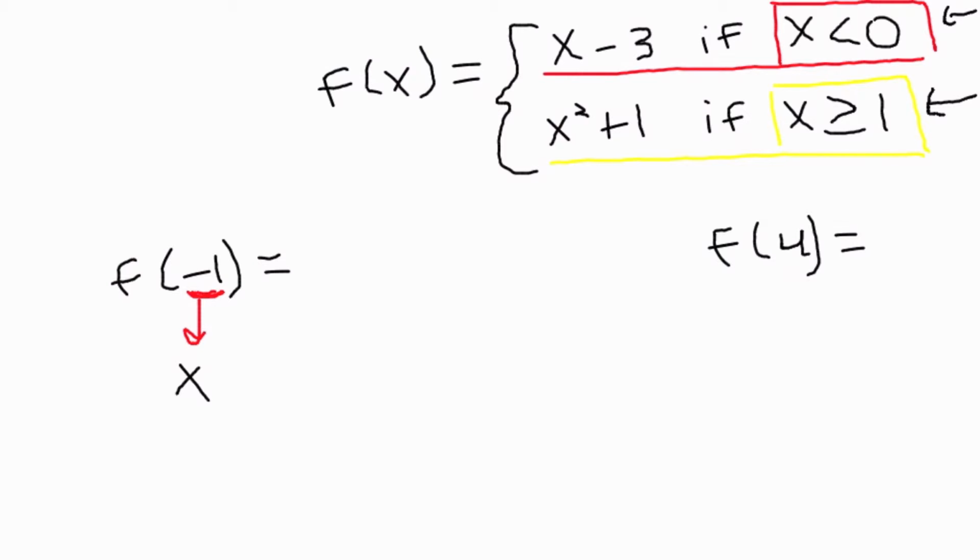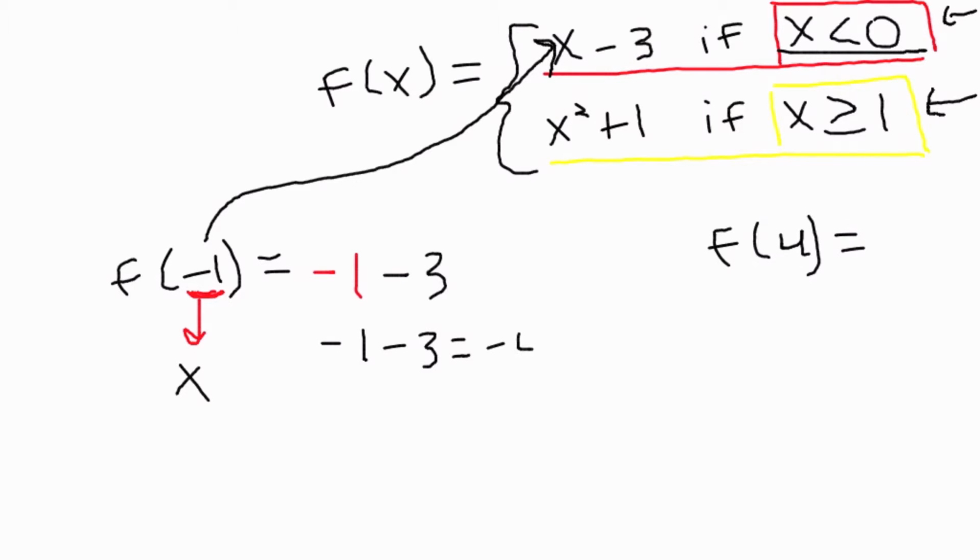So negative 1, obviously, is less than 0. So we would use the top function, which is x minus 3. Now, for that x, we're going to plug in the negative 1, and we still have our minus 3 there. So again, we just took this negative 1 and plugged it in for this x here, because we're using the top function, because negative 1 is less than 0. So now we just go ahead and do the math. Negative 1 minus 3 gives us a value of negative 4, and that would be your final answer when evaluating f of negative 1.